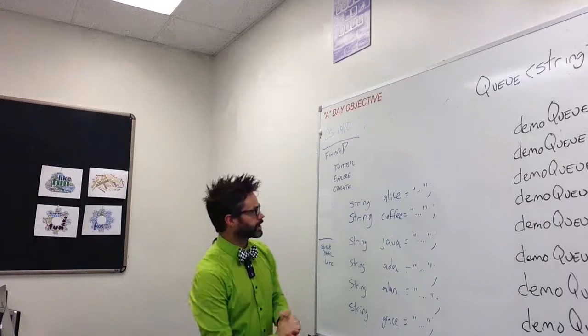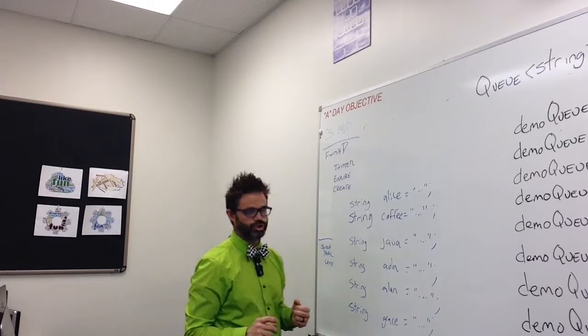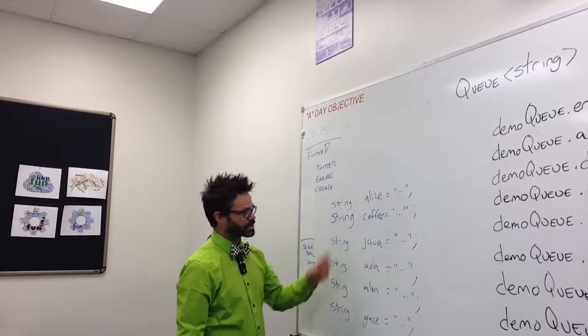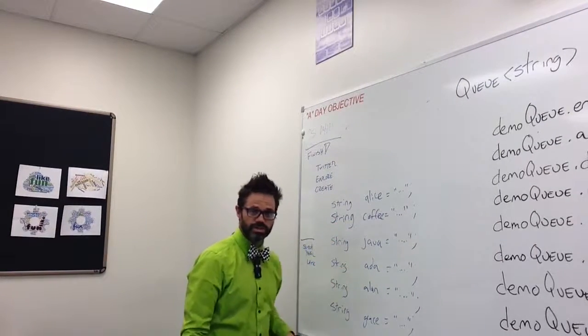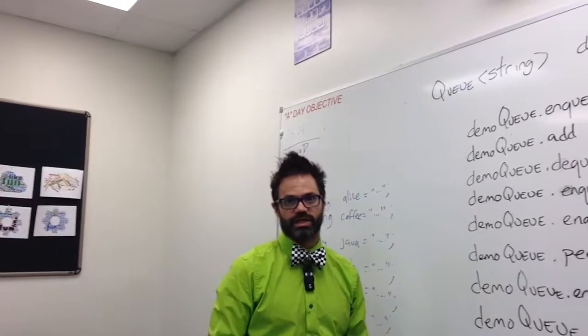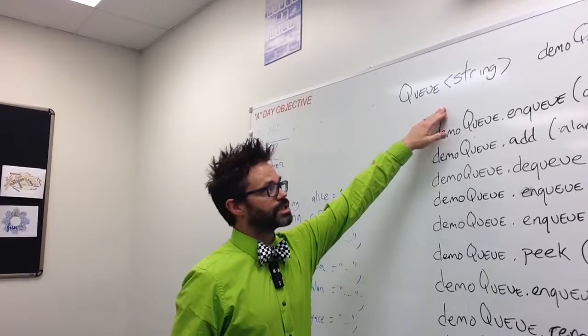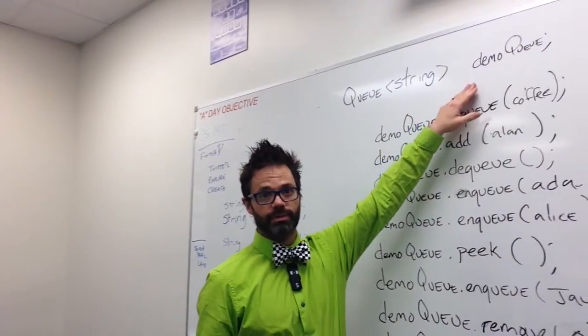Good morning. We're going to continue on with using our data structures. We're going to look at the actual implementation of them again. We have predefined a set of strings: Alice, Coffee, Java, Ada, Alan, and Grace. Some strings that we can use to actually store inside a data structure. Today we're looking at the data structure of queue of type string using C++. Our queue is called demo queue.